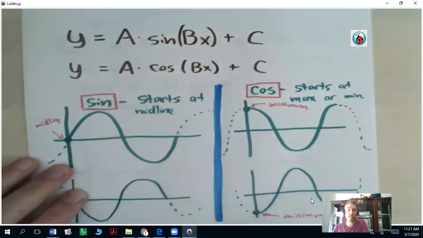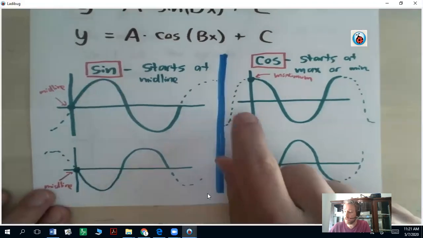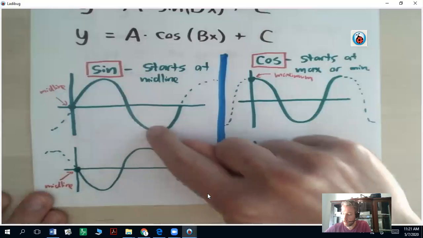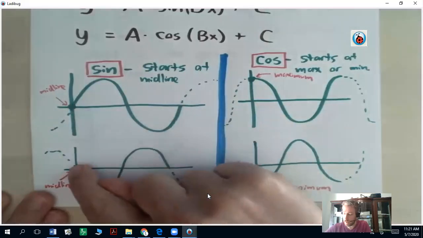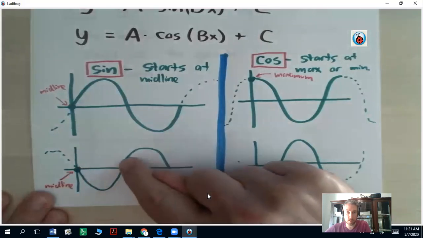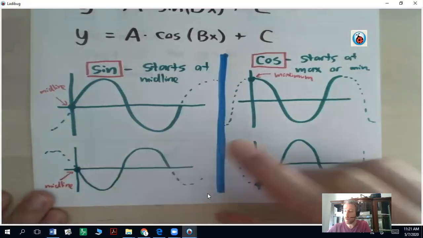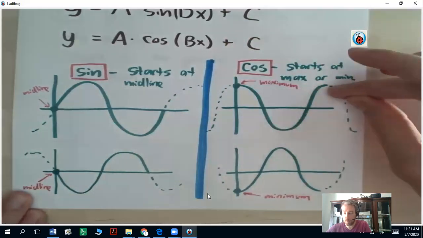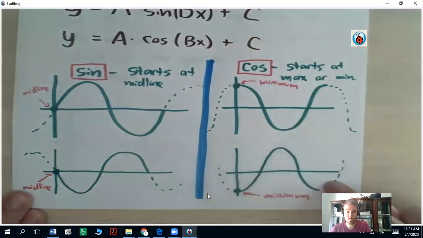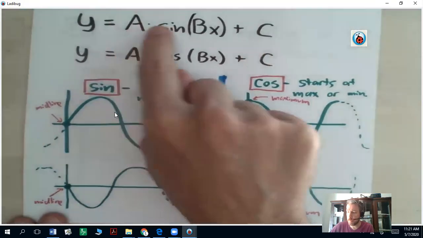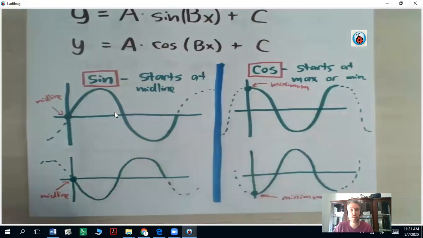So really, what's involved is sine will start at the midline, whether it's got a positive out front, such as this one here, or it's got a negative out front. It's still going to start at the middle number, go down, up, come back up, and go down again. Cosine, if it's got a positive out front, will start at the maximum. If it's got a negative out front, it'll start at the minimum. So in the next couple of videos, I'll show you how to mess with these three numbers here. But I just wanted to give you a general idea of what these functions look like.